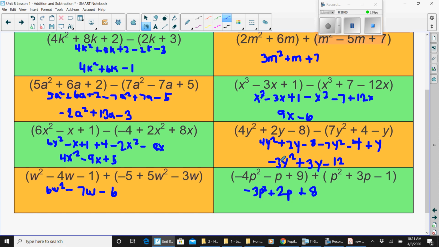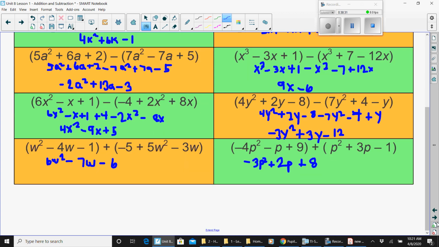You get 4y squared minus 7y squared is negative 3y squared. You get 2y plus y, 3y. You get negative 8 minus 4 is negative 12. And this is just addition. So you have 6w squared minus 7w minus 6, just combining the like terms. And the same thing is addition. And you get negative 3p squared plus 2p plus 8.